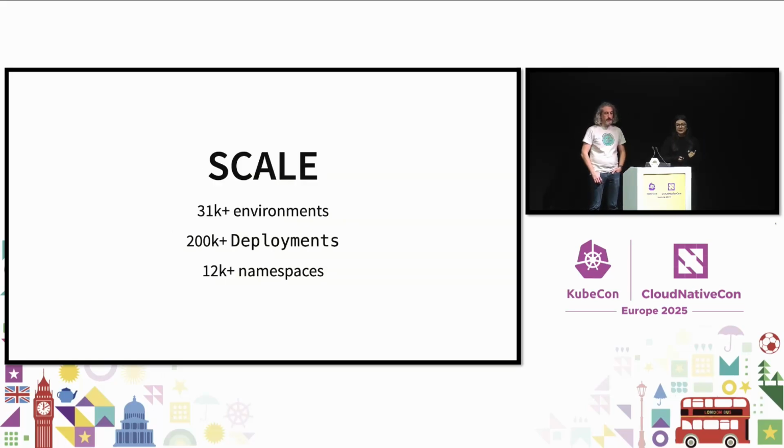What about the scale that we're operating at? Think of an AEM environment as a fully stocked kitchen. You have everything you need to serve and prepare content. Customers can create multiple environments whenever they want. And we have a huge bunch of those. Over 31,000 environments, more than 200,000 Kubernetes deployment objects, and over 20,000 namespaces across our clusters.